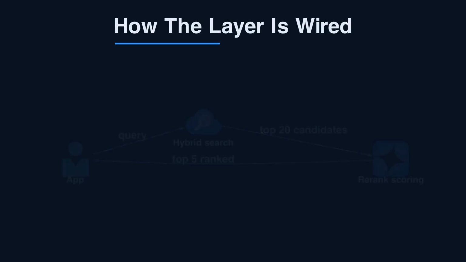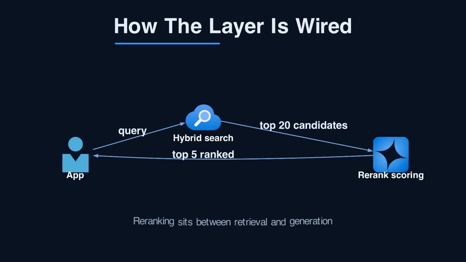The layer sits between search and your answer generation. Your client queries Azure AI Search with hybrid vector plus keyword search. Search returns the top candidates, say the top 20. You pass those to Azure OpenAI with a scoring prompt. The model returns a relevance score per document. You sort by that score and keep the top 5. Those 5 feed your final generation call.